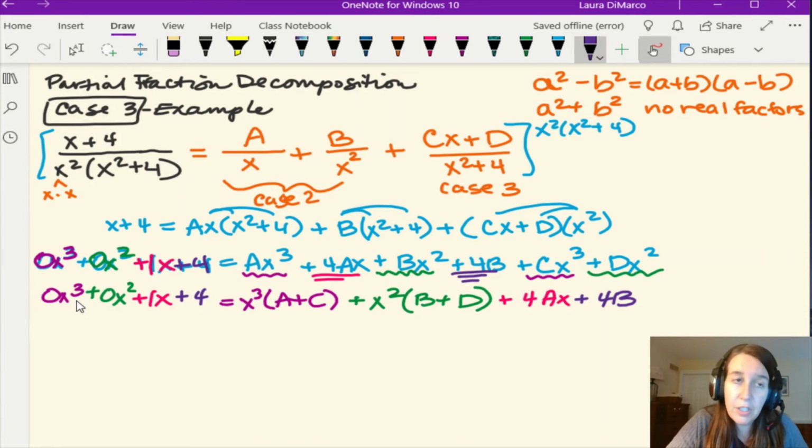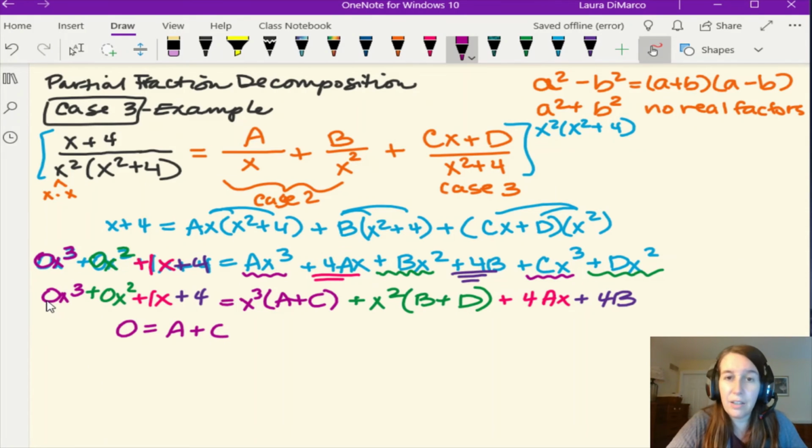Okay, I very purposely did these colors so you could see that we need to match up to create our system of equations, and I promise it won't be too hard to solve. We need to line up that the x cubed coefficient is 0. So on the right, a plus c has to equal 0. So now let's use those same colors to create 4 equations. 0 equals a plus c.